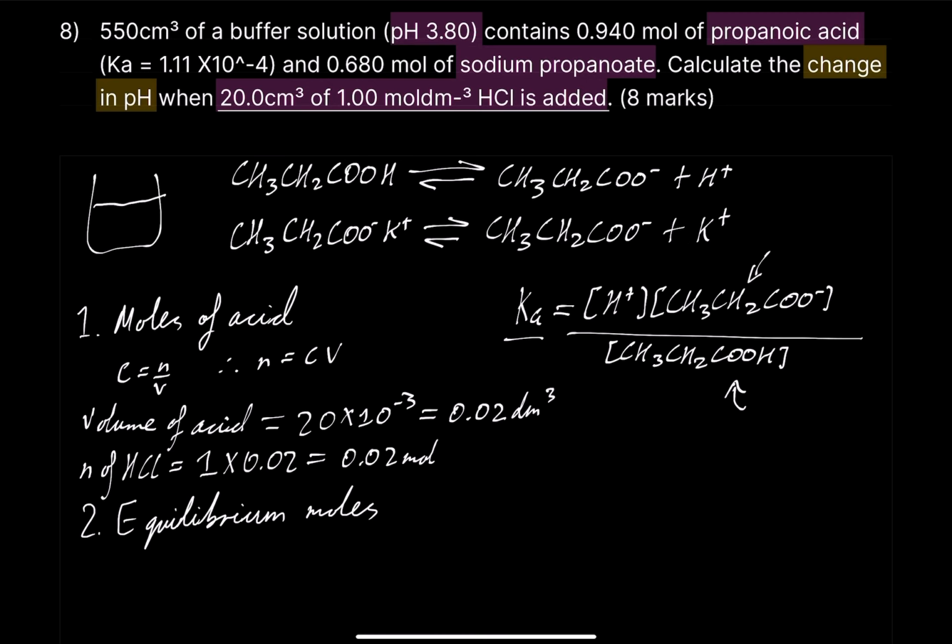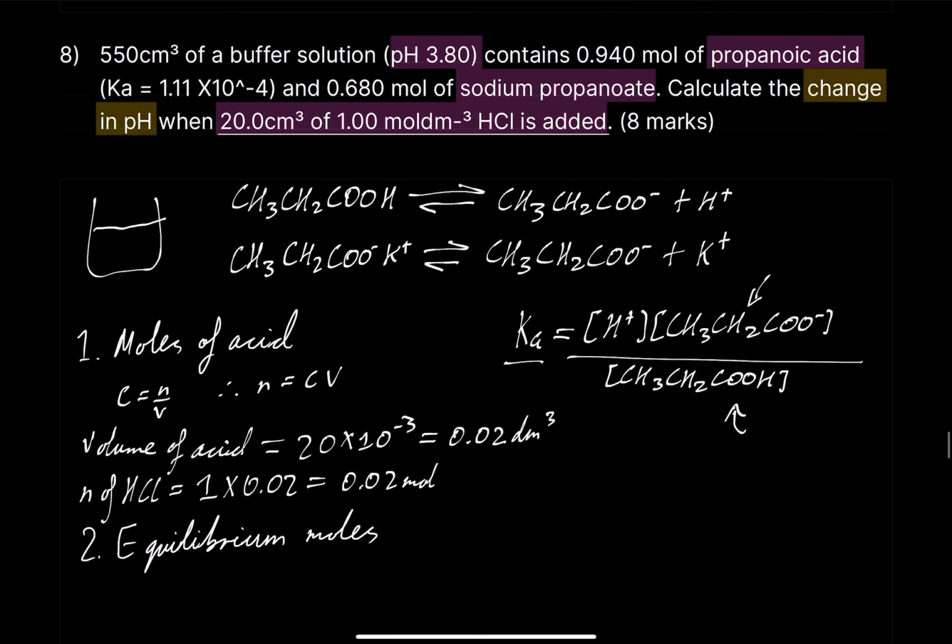We've added 0.02 moles to our solution, right? What does this mean? We've added 0.02 moles of acid to our solution. So what does that mean? So there's a new equilibrium, there's new equilibrium moles. We need to work out how much moles we have in equilibrium.